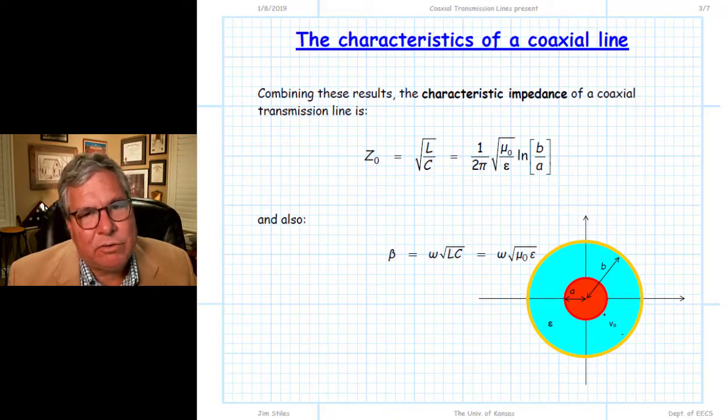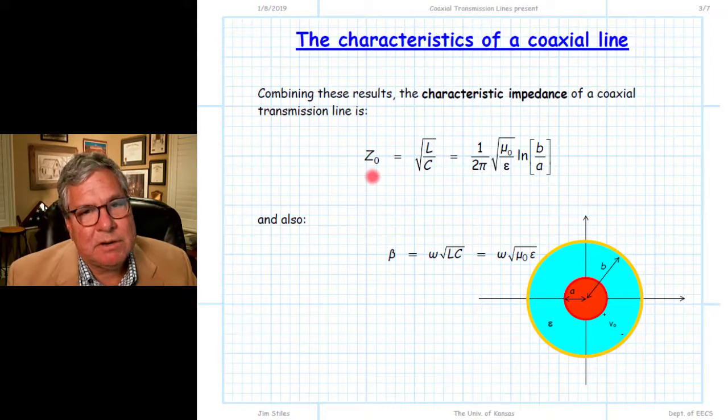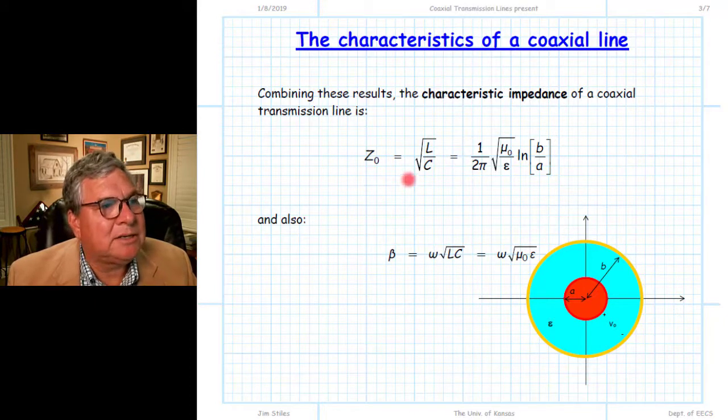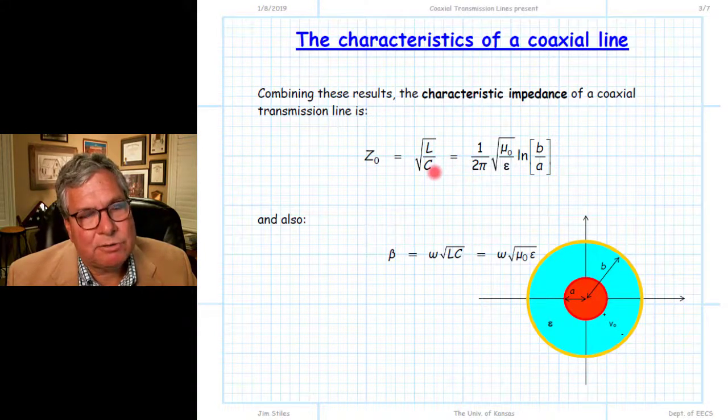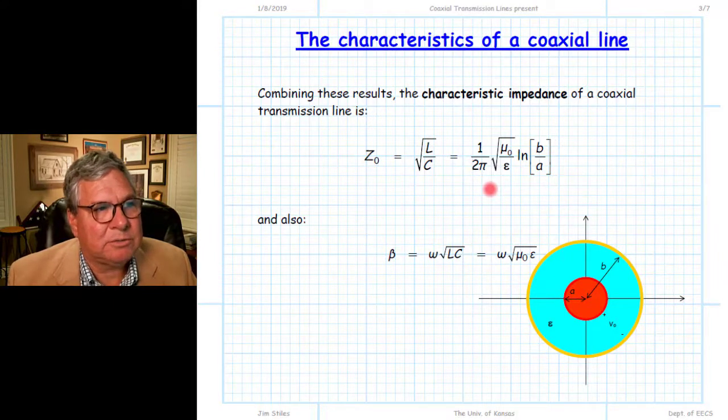parameters L and C into two other real parameters that have more direct physical meaning to us with respect to electromagnetic wave propagation. The first of these is what we call the characteristic impedance of a transmission line. And the characteristic impedance of a true transmission line is simply the square root of the ratio of inductance per unit length to capacitance per unit length. That's true for all true transmission lines. And of course, for a coax, since we know the inductance and capacitance per unit length, we can insert the previous expressions to come up with a relatively simple expression for the characteristic impedance of a coaxial transmission line. Notice again, it depends on the three parameters, epsilon, B, and A, the two radii there.